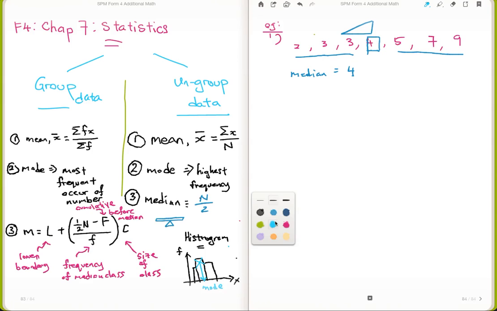Okay, it's not all about that. This is median.